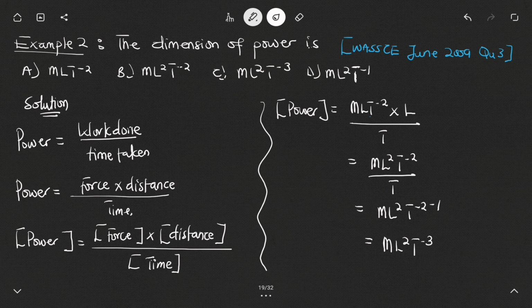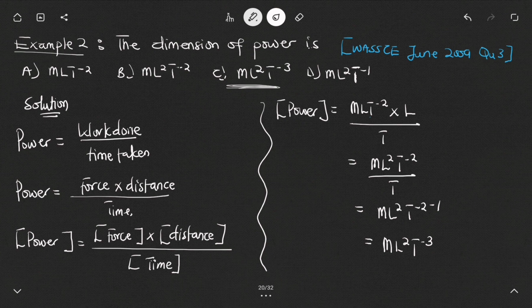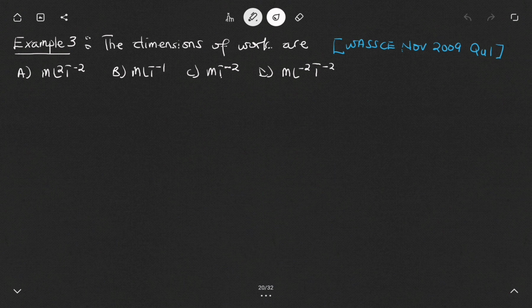So if you look through the examples, we see that option 3 gives us that answer. So our correct answer for this particular example is option C. Alright, so let's have a look at one final example for this particular tutorial. So the dimension of work are, we have option A, ML^2T^-2, B, MLT^-1, C, MT raised to the power -2, and then D, ML raised to the power -2, T raised to the power -2. This is the WASSCE November 2009 question number 1.